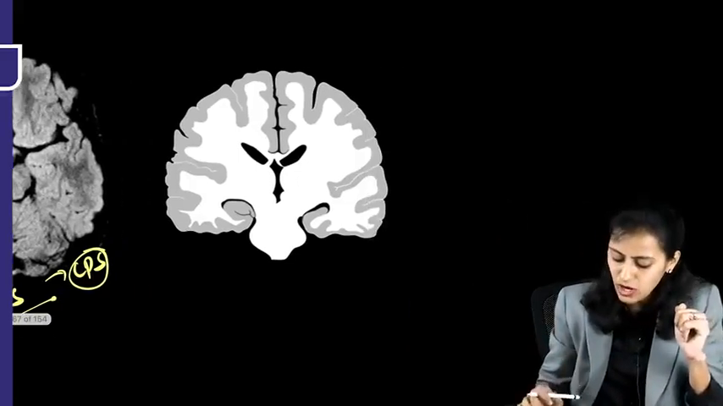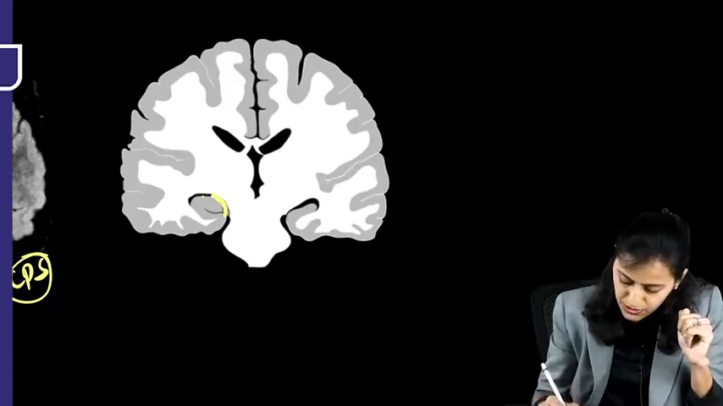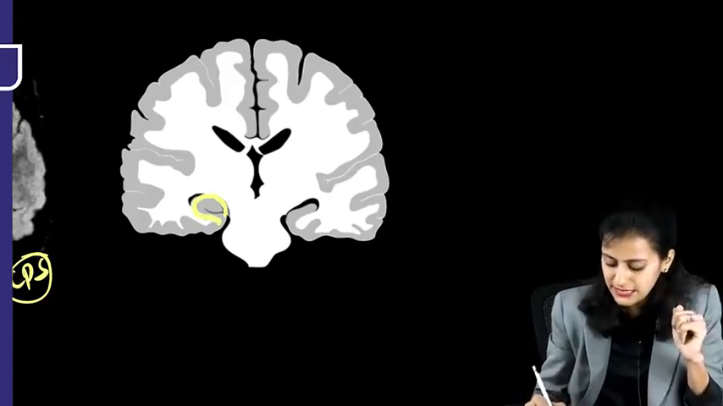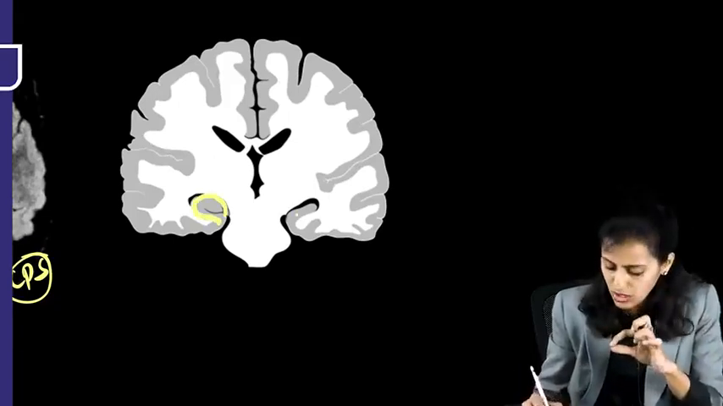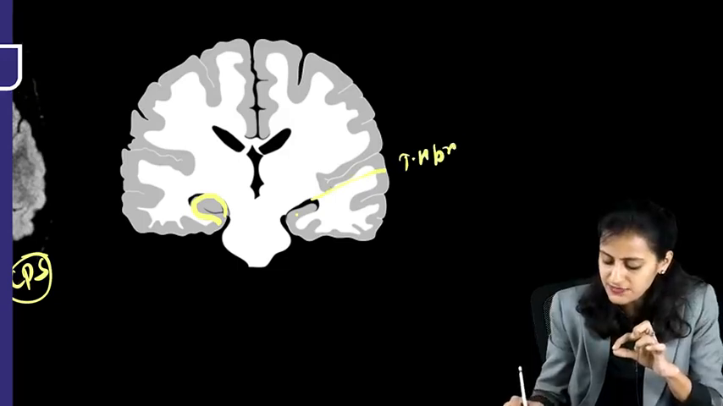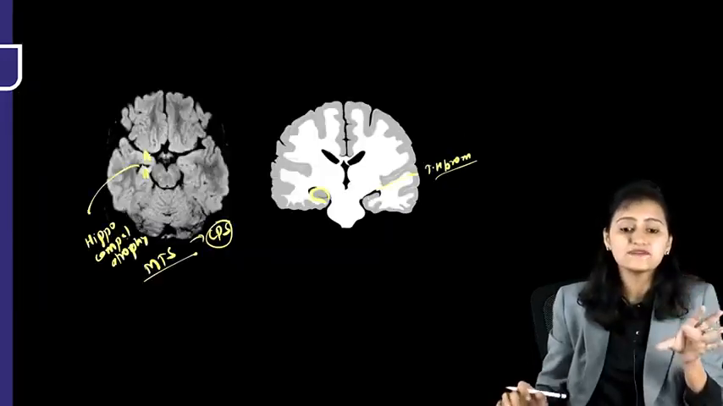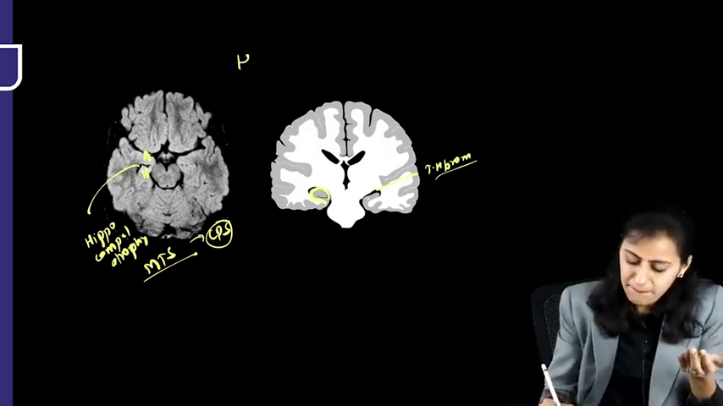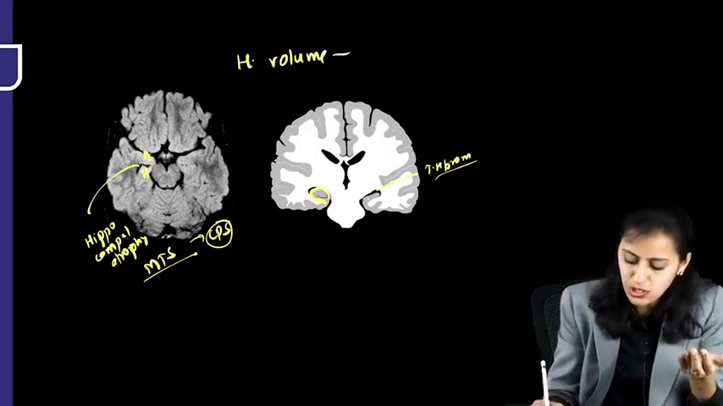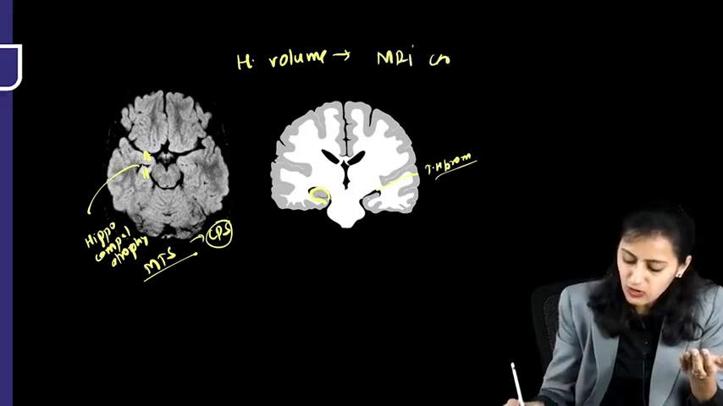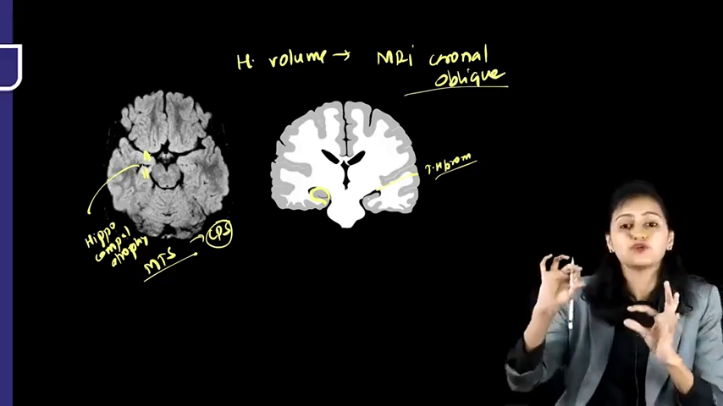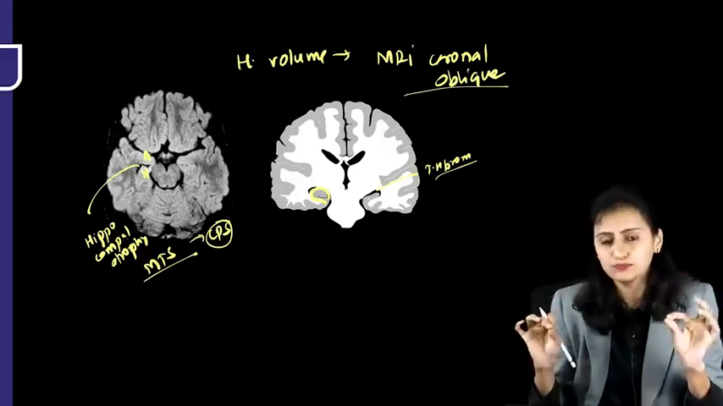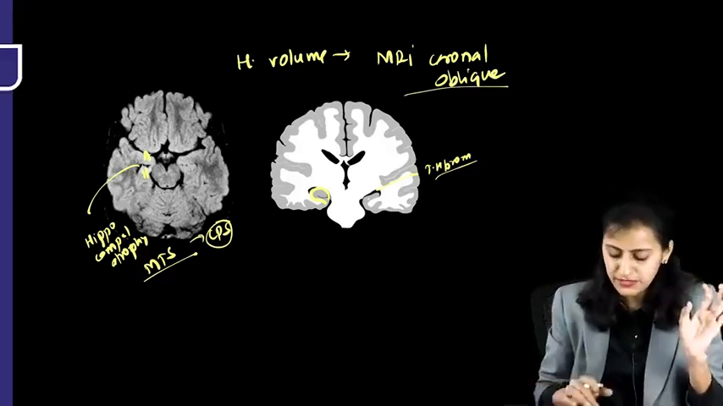Look at the schematic coronal image here. Below the temporal horn here, this is the hippocampus. Hippocampus atrophied here, smaller. The temporal horn becomes prominent. So asymmetrical prominence of the temporal horn, think of hippocampal atrophy. Best for measuring the hippocampus volume is MRI, coronal oblique. Oblique coronal section is the best to measure the hippocampus volume. Okay, to measure the hippocampus volume, right?